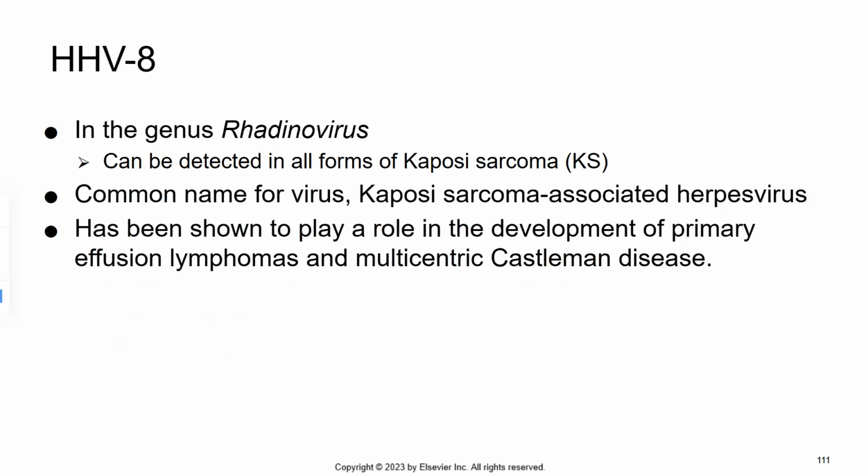And then HHV8. In the genus Rhadinovirus, it can be detected in all forms of Kaposi sarcoma. Kaposi sarcoma is a type of cancer that is prevalent in HIV patients. So the common name for the virus is Kaposi sarcoma-associated herpesvirus. This has been shown to play a role in the development of primary effusion lymphomas and multicentric Castleman disease.